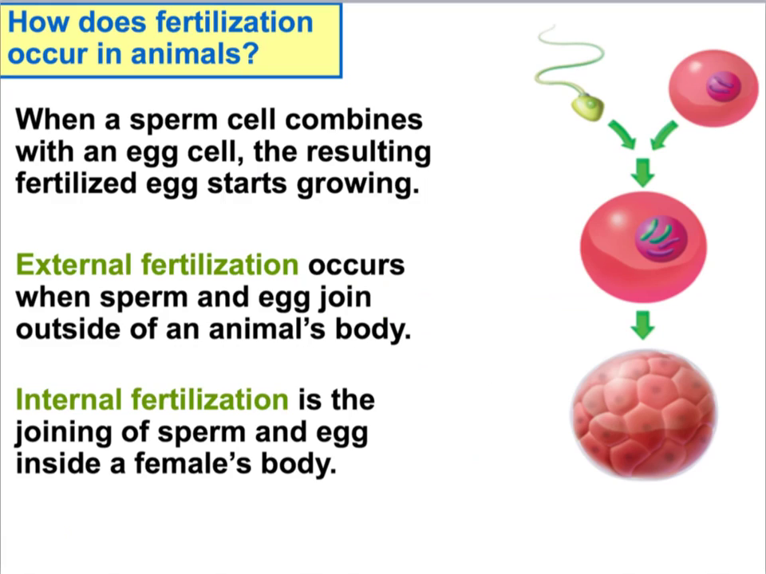The problem that most animals face is that the cells are really delicate, and you have to protect them. Okay, let's talk about external fertilization. External fertilization occurs when the sperm and egg join outside of the body.